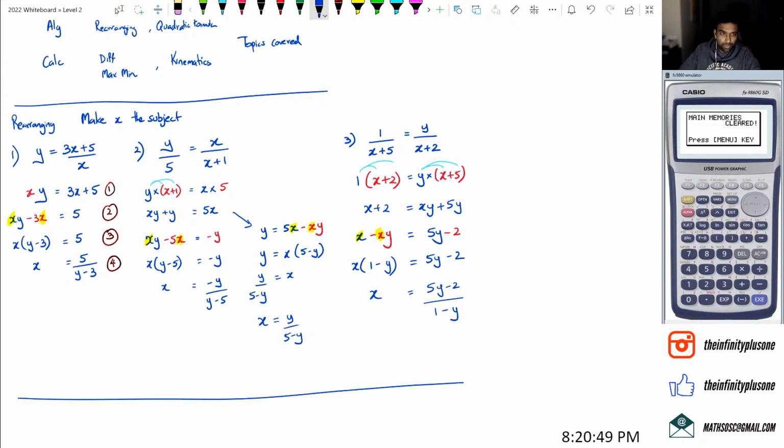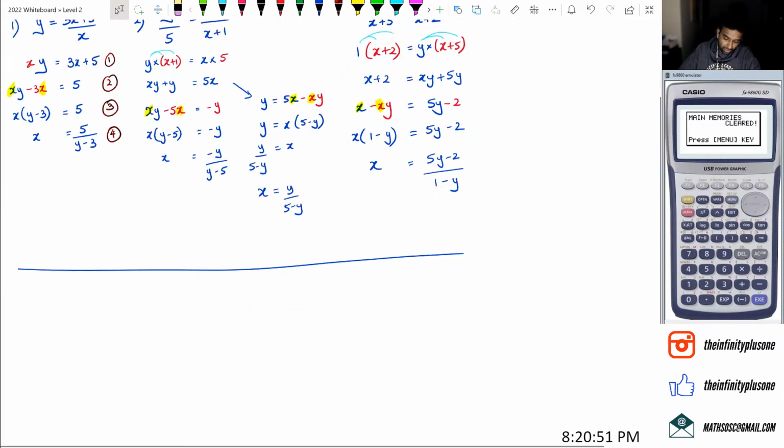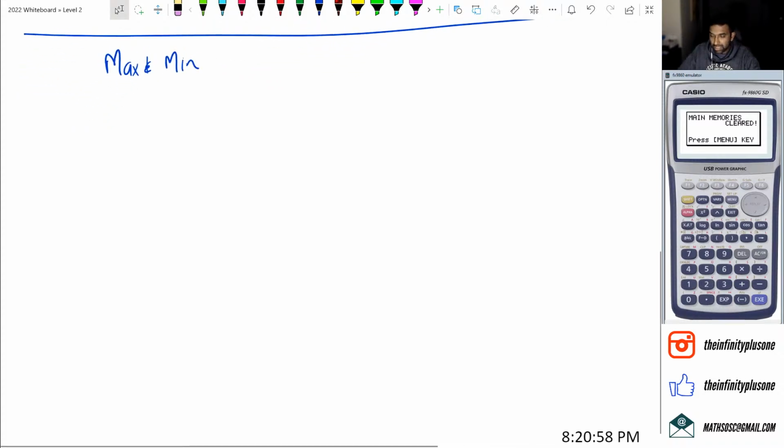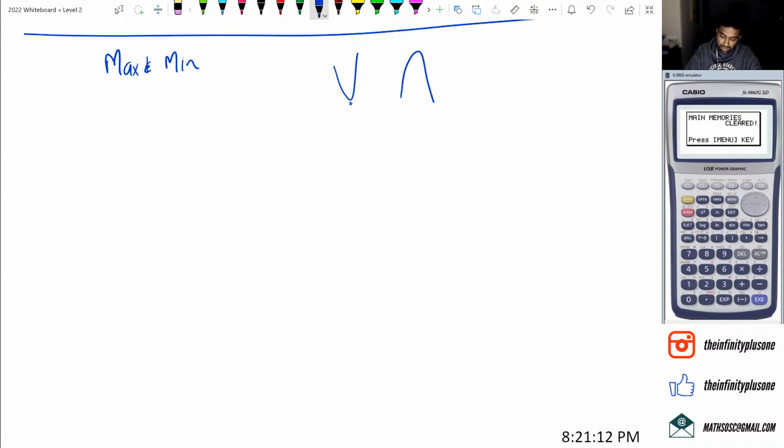Okay, so let's actually go back and have a look at maximum and minimum for calculus, right? Max and min. So I always like talking about cubics when it comes to describing maximum and minimum. Most people think about a parabola, and a parabola has either a minimum or a maximum. Because if you think about it, this is your minimum, this is your maximum. This is for a parabola.